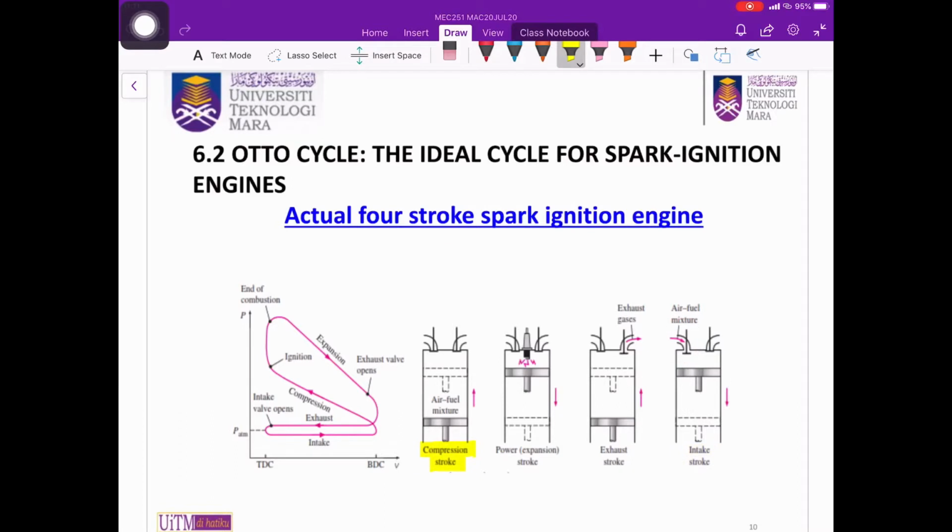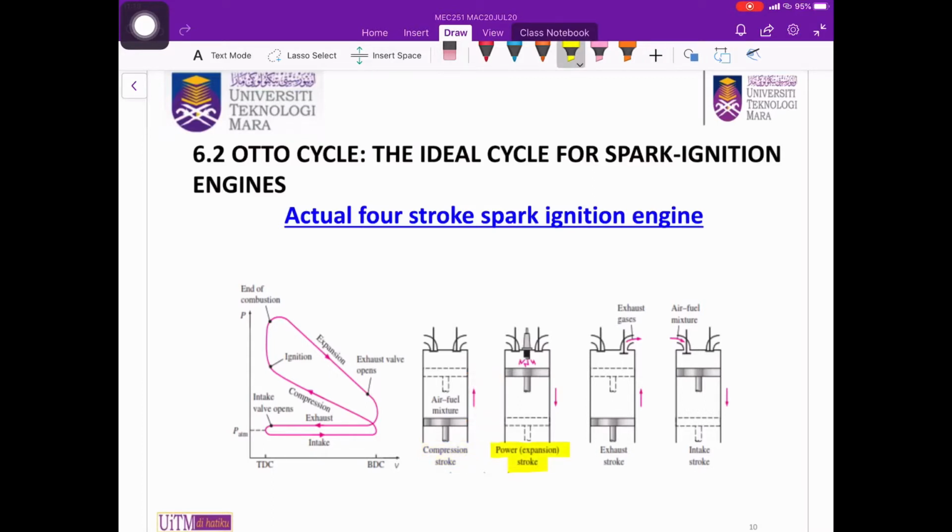Next is the compression stroke. During this stroke, the piston will travel from bottom dead center to top dead center. As the piston rises, both intake and exhaust valves are shut. In this stroke, momentum from the flywheel will drive the piston upward, compressing the fuel and air mixture.